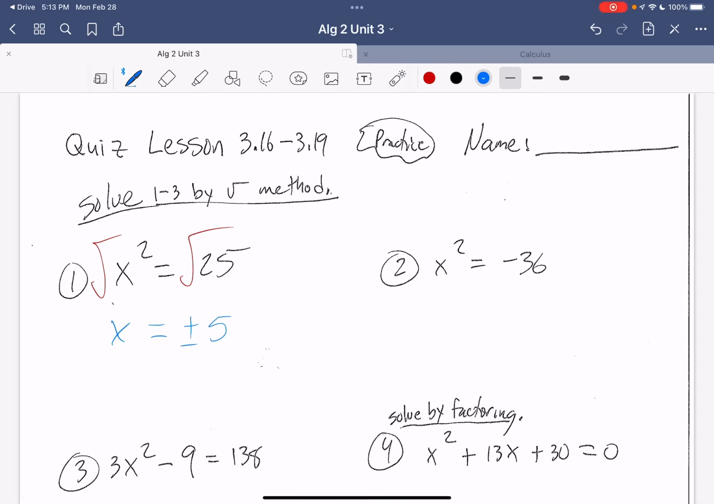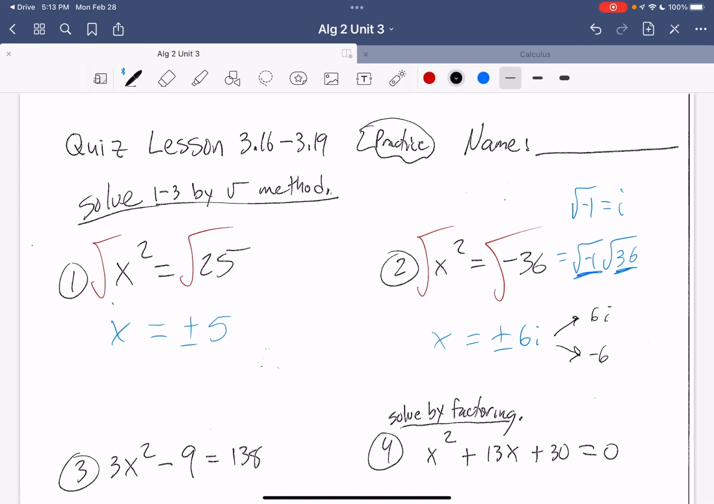The next one, we're going to take the square root again. And this time, we write down x equals plus or minus. Then we learned in this unit that the square root of negative 1 is equal to i. So we think about this 36 here with the negative 36, as the square root of negative 1 and the square root of 36. So that part is i, and then the square root of 36, it's a perfect square. So it's 6i. So what this means is there's two solutions to this. It could be 6i, or it could be negative 6i.